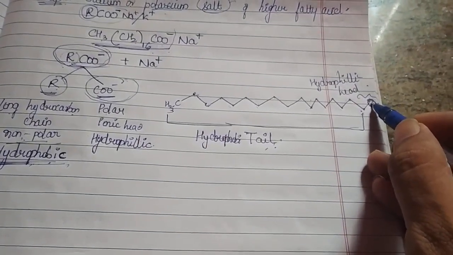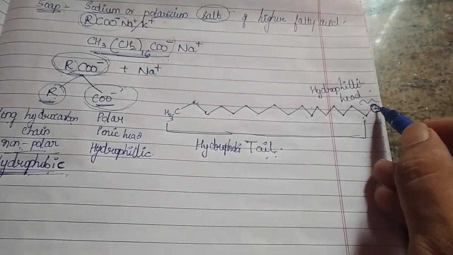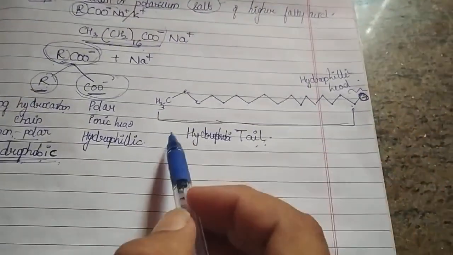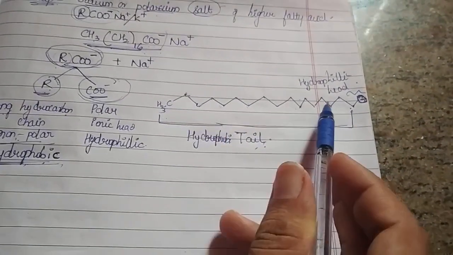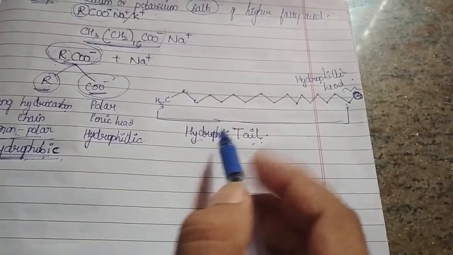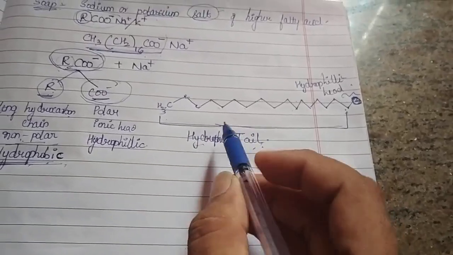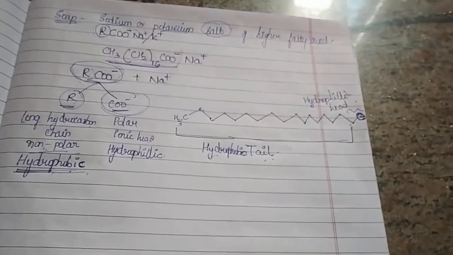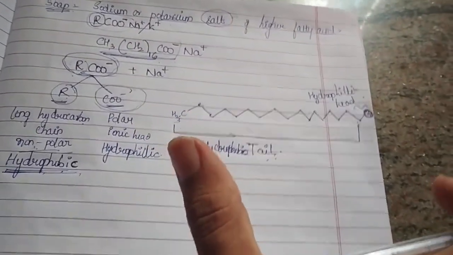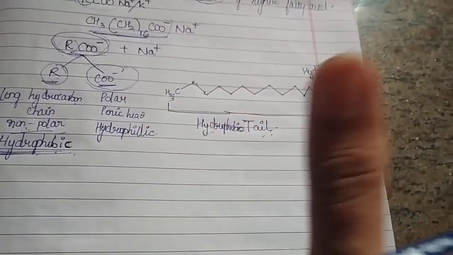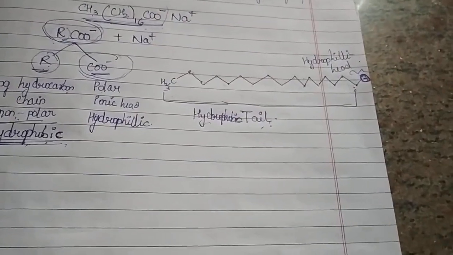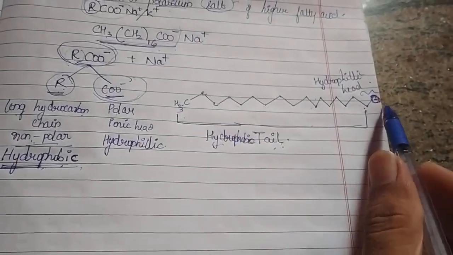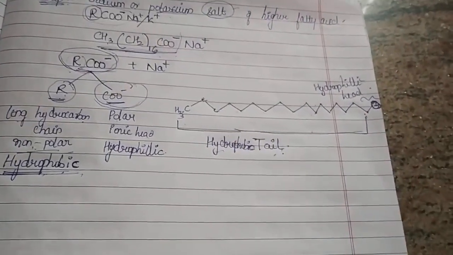It is having a negative sign. It is what? Hydrophilic, a polar group. Whereas the part CH3, CH2 16 times, it is representing what? Your hydrophobic part, a non-polar group. So this is the general representation of the structure of your soaps when it is dissolved in water. Once again I am repeating, when it is dissolved in water.